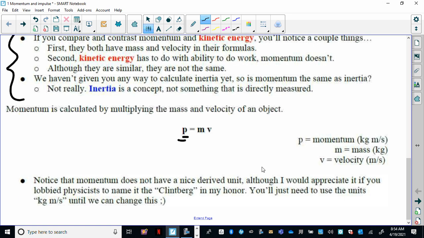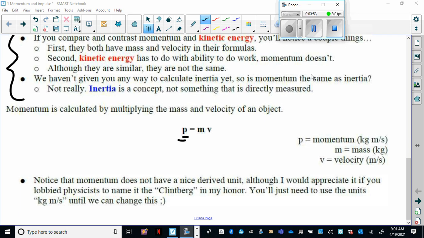Back to momentum. And it says, notice that momentum does not have a nice derived unit, which is a shame. Although, oh, hold on, the phone ringeth. We need to pause. How do I pause this? Oh man, recorder, where's my... Okay, we're back. We are back, and back to momentum.